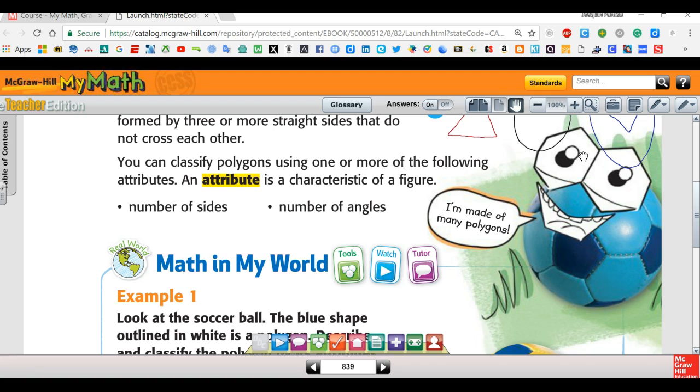You can classify polygons. You can put polygons in different categories. You can put them based on the number of sides that they have, or the number of angles that they have. Angles are just the corners right here that you see. So if I had that shape, this is one angle, and it's the corners that you see.